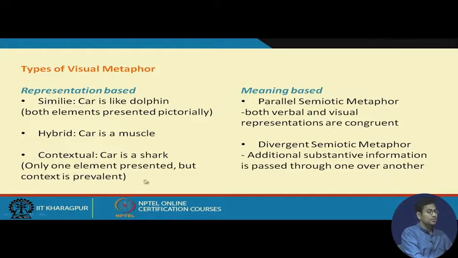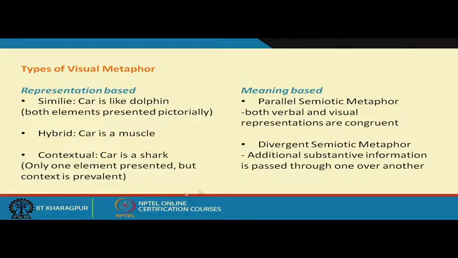Whereas, in a contextual case, car is like a shark, only one visual element is present, but the context is prevalent, because you are saying car is like a shark and you show a shark fin cutting through the road, that concept itself brings in the concept of a car, right.